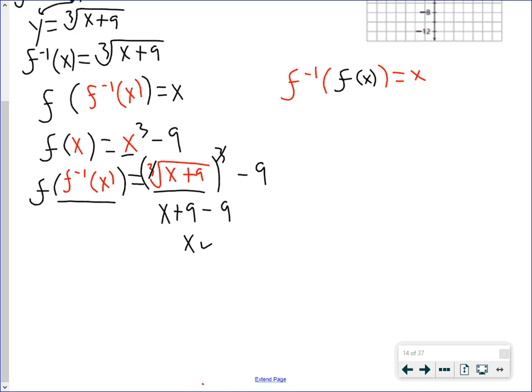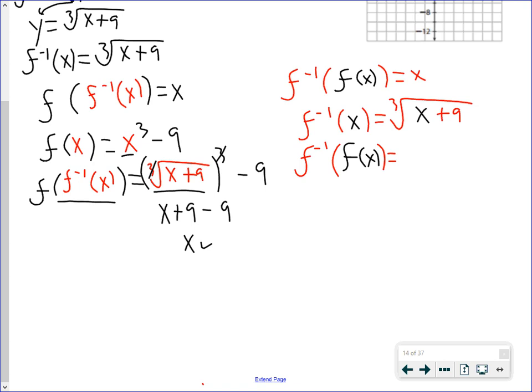So we're going to do the same thing on the right side. So f inverse of x. We don't know what it is, but what we think it is is the cube root of x plus 9. That's what we're trying to confirm. So now we're going to write f inverse of f of x. And when we do, we switch out the x for f of x, and we get the cube root of x cubed minus 9, all plus 9.